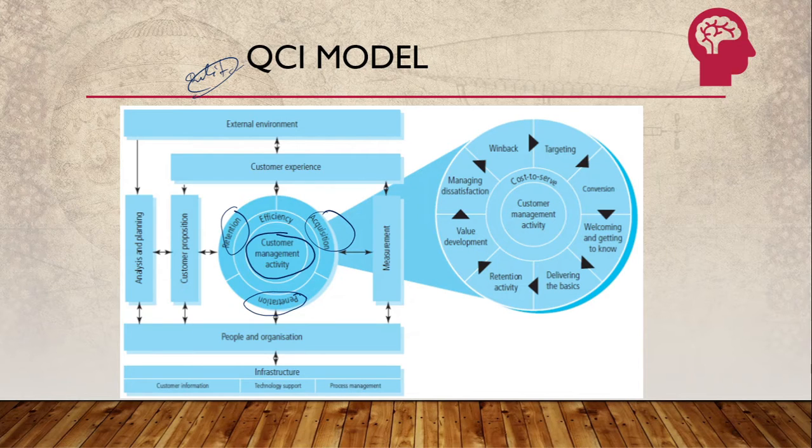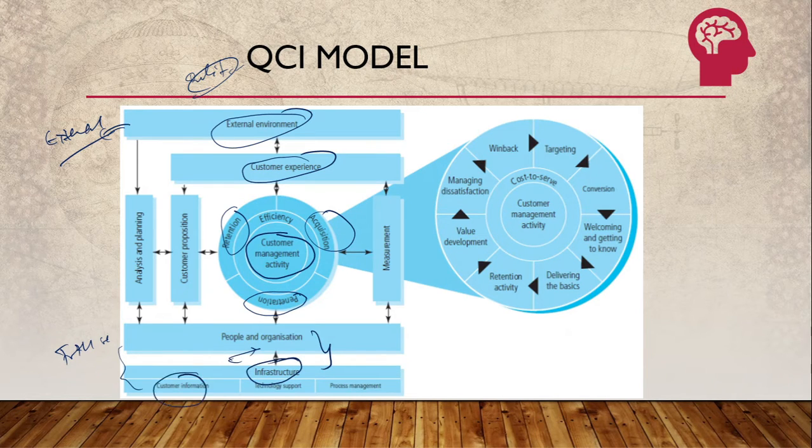For any organization, there are different environments, the external environment and the internal environment. The external environment is the market and what the customer experience is, whereas the internal environment refers to the people and organization of the company, and then the infrastructure, that is the customer information database, the technology support, and the process management. This is all internal to the company, and these are the external things.